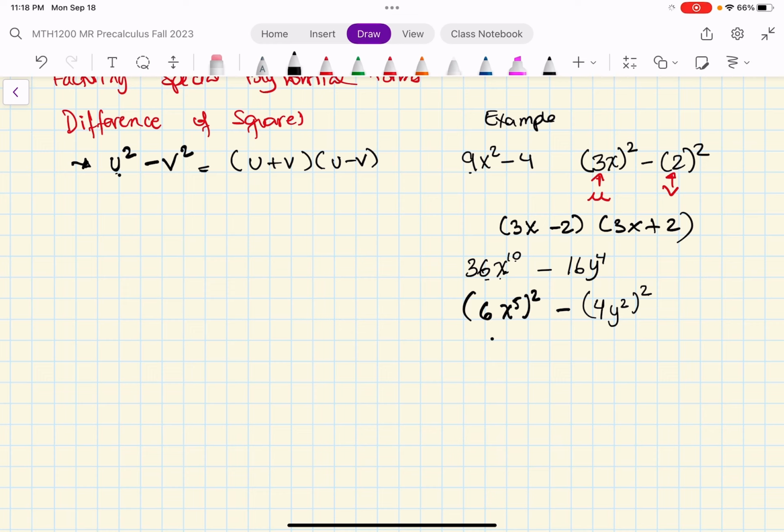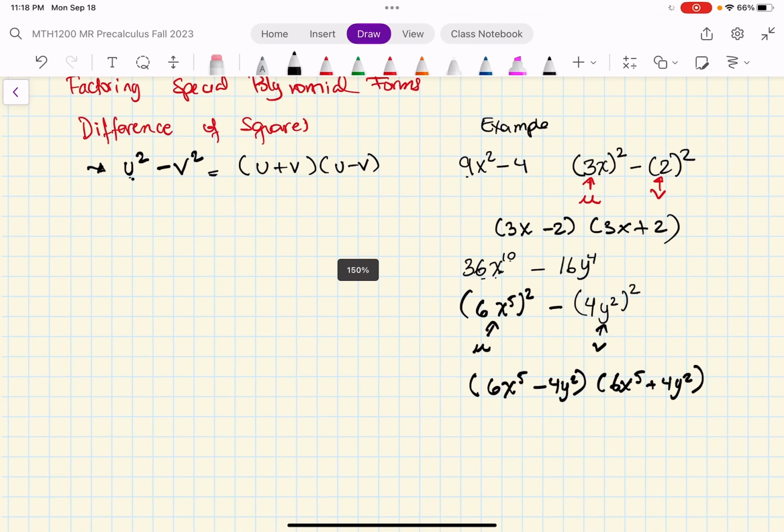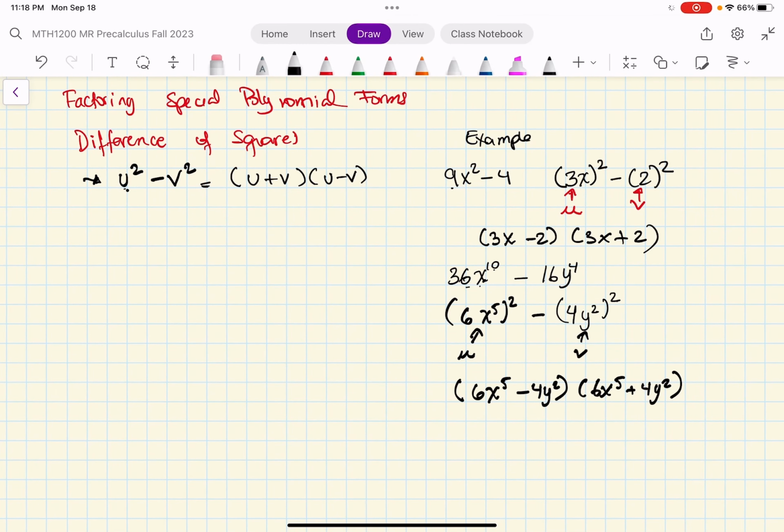Now I know that my u is 6x to the 5th and my v is 4y squared. So when you factor this out, it's going to be 6x to the 5th minus 4y squared times 6x to the 5th plus 4y squared. And that is it. So you factor this. So this is difference of squares.